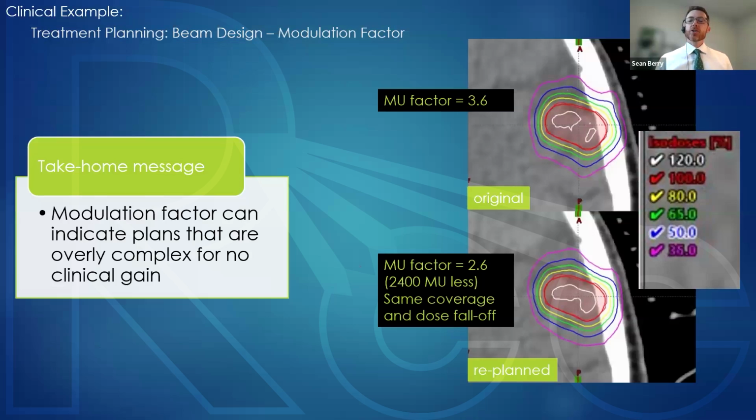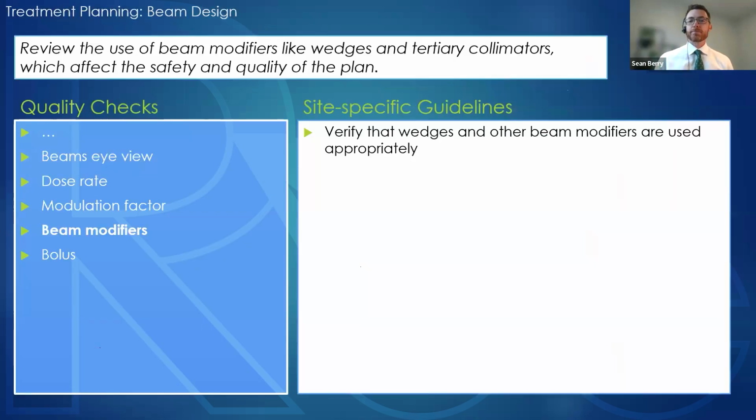So, it just goes to show you that more monitor units doesn't always mean that you have a better plan. And actually, you would argue this plan is better because this one is probably less robust to small errors in leaf positions and things like that. So that's one tool that you could potentially use to look at the complexity of the plan.